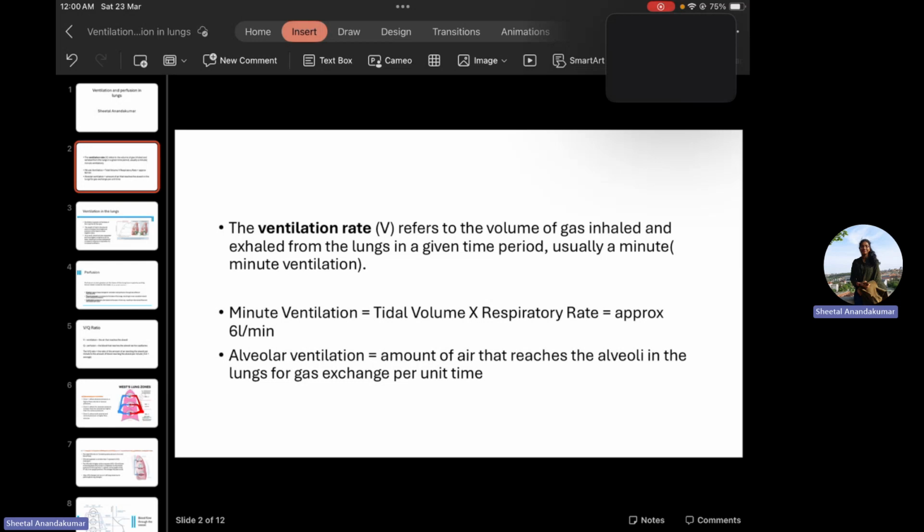This is completely different from alveolar ventilation, which is the amount of air that reaches the alveoli in the lungs for gaseous exchange per unit time. Minute ventilation is the amount of air that enters the lungs in a minute, and alveolar ventilation, on the other side, is the amount of air that reaches the alveoli for gaseous exchange per unit time. So they're two different things, and in this video, we'll be talking more about the air that has entered the alveoli for gas exchange.